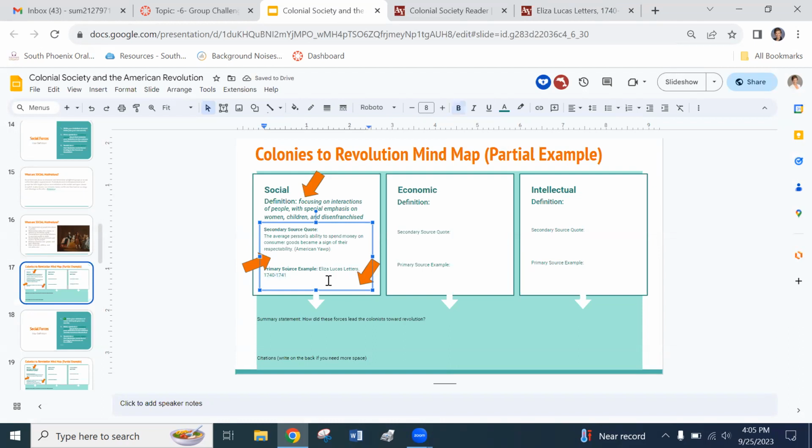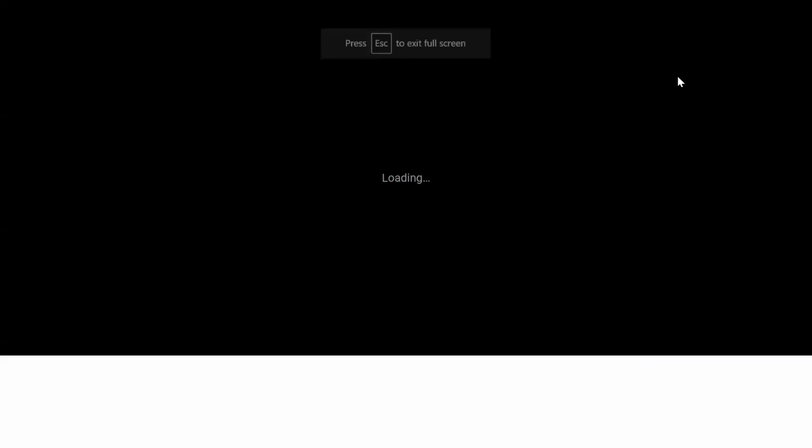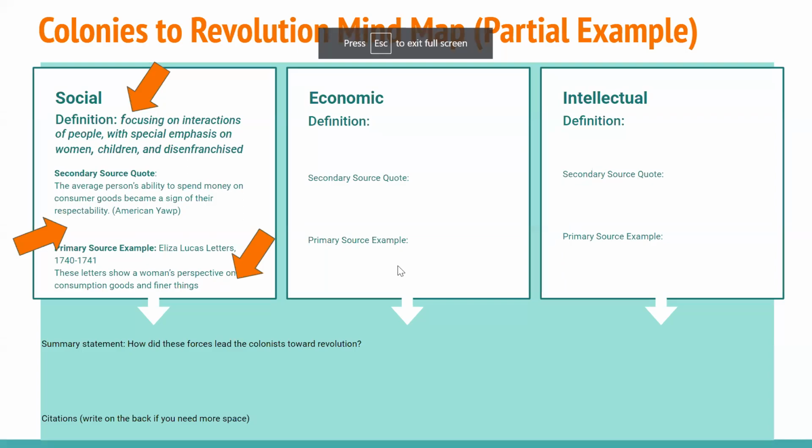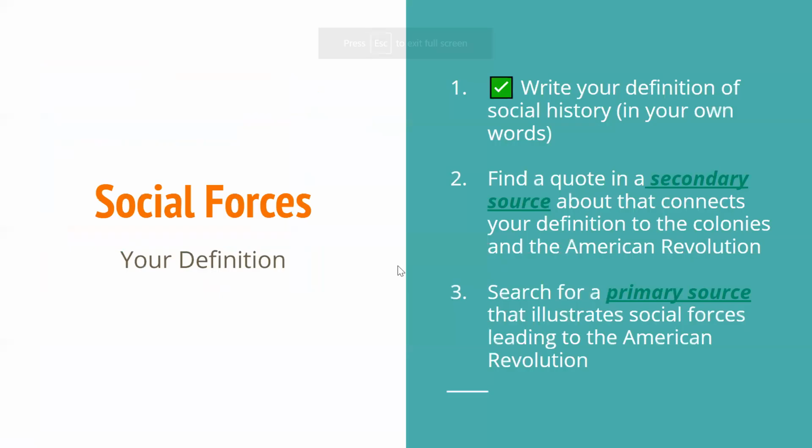But then I'm going to say, I'm not going to copy what the American Yawp says because my professor wants me to write my own thing. So these letters show a woman's perspective on consumption goods and finer things in the colonies. Okay, sure, done. I love it. I would accept this. Now, if this was something you turned in, I would be like, okay, I like it.